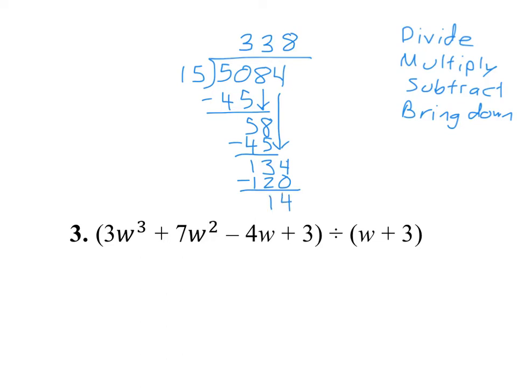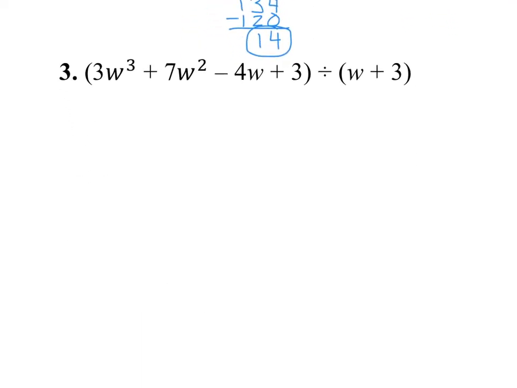And so if there's nothing left to bring down, this is your remainder. And I'm going to write the remainder a little differently. I'm not going to write R, and I'm not going to write 14/15 next to it. I'm going to write plus, just because this is how you're going to do it for a polynomial, and then the remainder divided by the thing we were dividing, 15. So remember the steps: divide, multiply, subtract, and bring down.